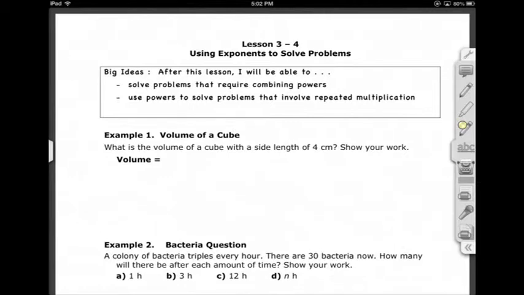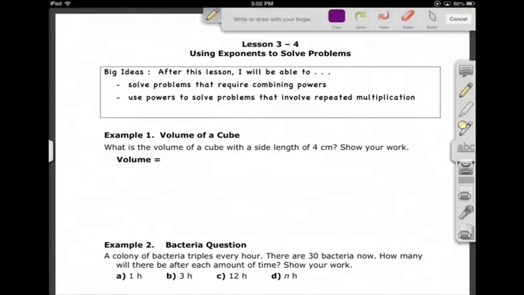So what's the big idea here? Solve problems that require combining powers, use powers to solve problems involving repeated multiplication, and I dare say that you'll get a chance to see patterns. Let's get going. Now, volume of a cube.